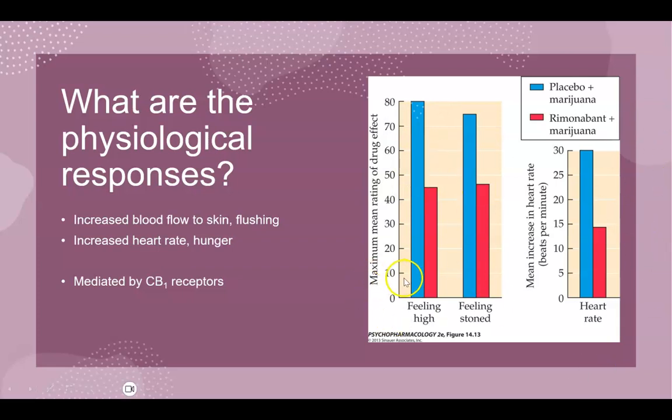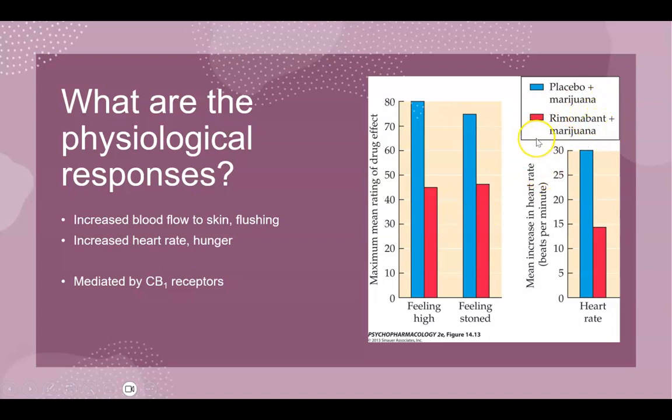So here you can see a maximum mean rating of drug effect. Here we have our subjective effects: feeling high and then feeling stoned. Here we have somebody with a placebo plus marijuana. And then we have a group that got rimonabant and marijuana.